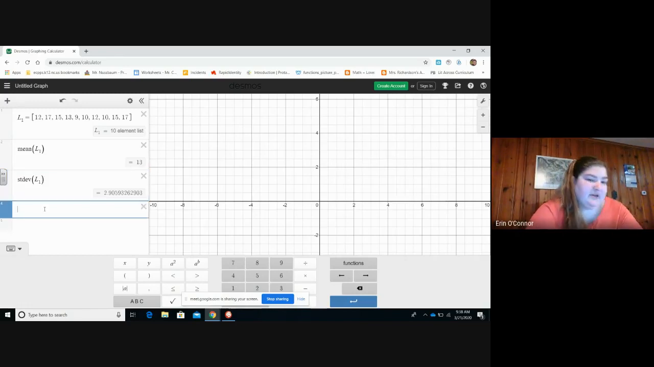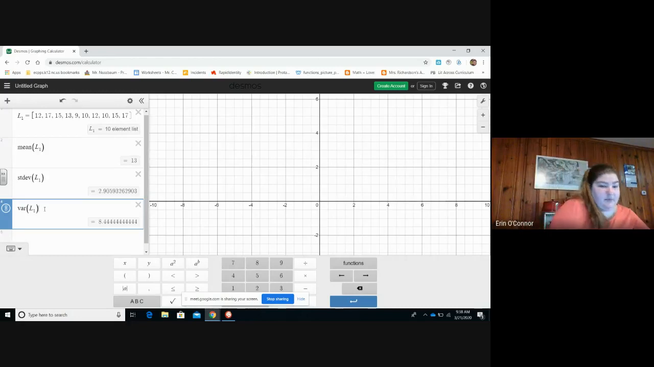And then lastly, we're going to do the variance of L1. And that's 8.44. Remember, the variance describes how the data in the data set are distributed, specifically about the mean. So the second question in this asks, within how many standard deviations of the mean do all the data values fall?